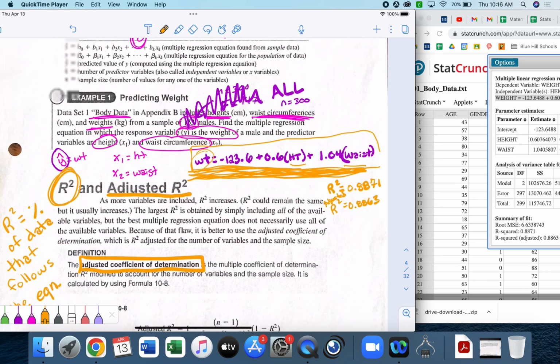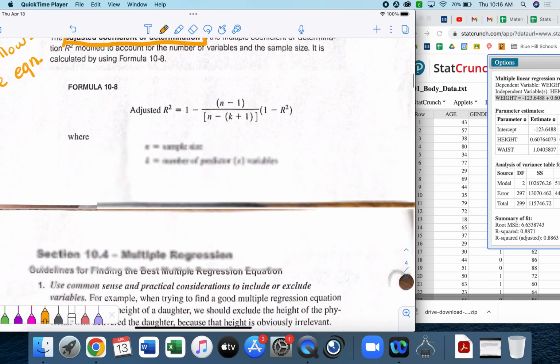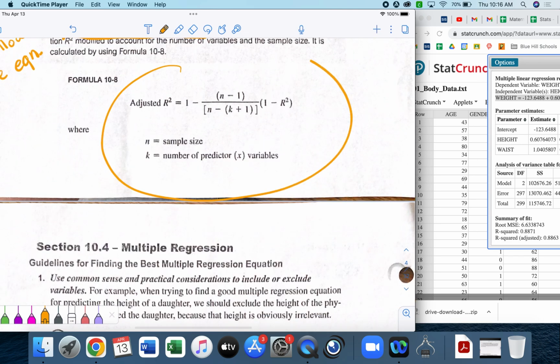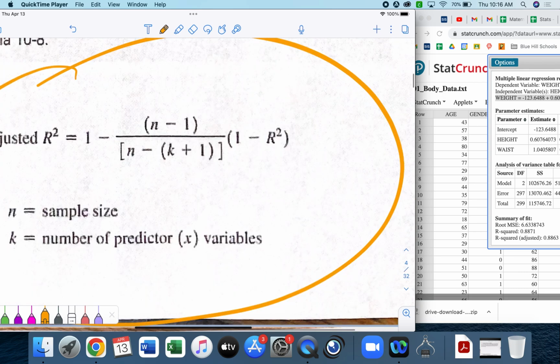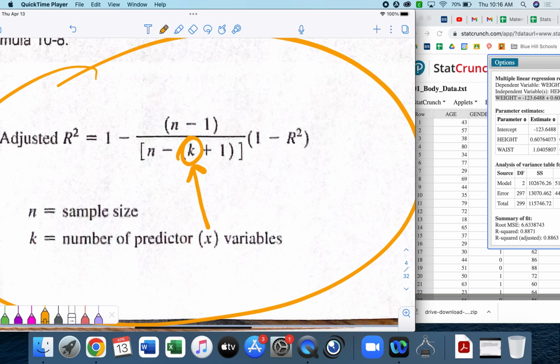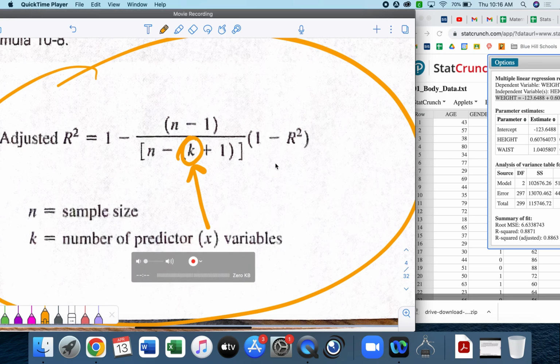All right, so this is the formula that they have for calculating adjusted R squared, and the thing that the adjusted R squared is based off of is the number of predictor variables that we have. So that K value is going to change our adjusted equation, okay? So that tells us that, all right?